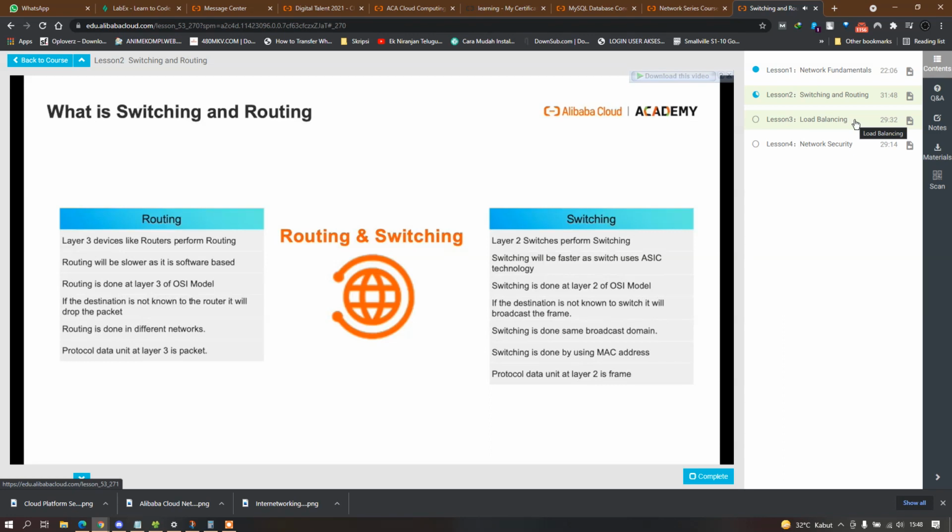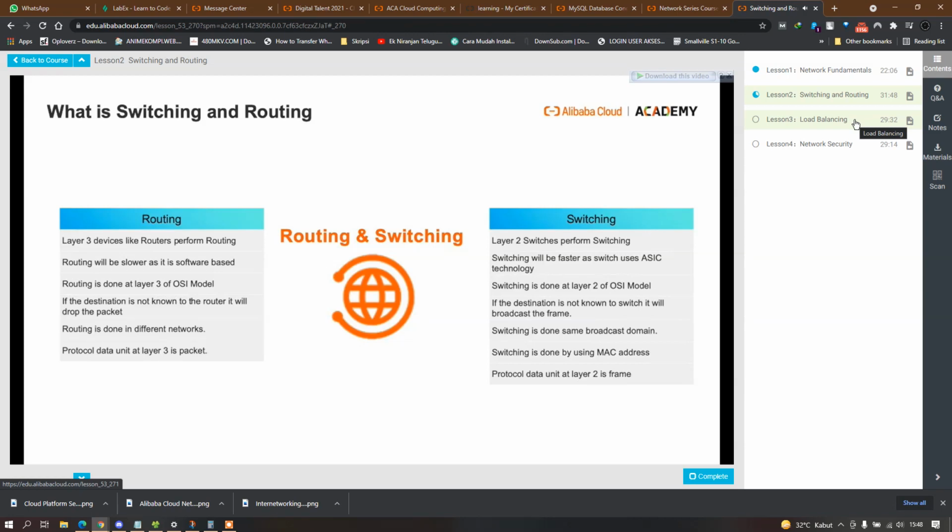For routing, it will be slower as it is software based. For switching, it will be faster because switching uses a chipset, and we should know that hardware forwarding is faster than software, right? And routing is done in layer 3 of the OSI model, and switching is at layer 2. So this is what we have known.